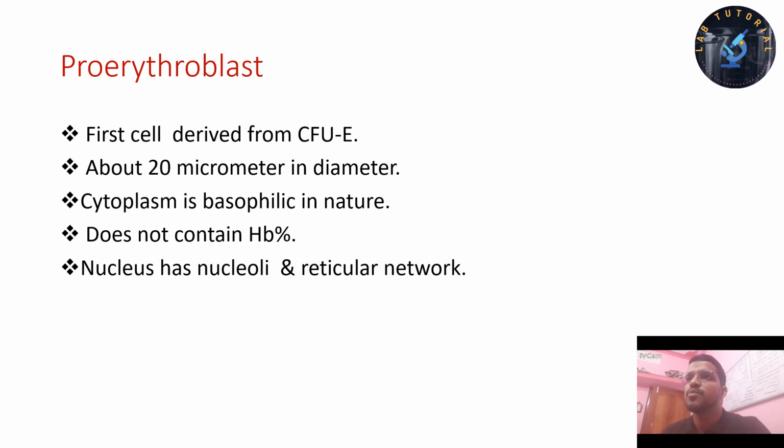Then go to the pro-erythroblast. It is the first cell derived from the colony forming unit E.